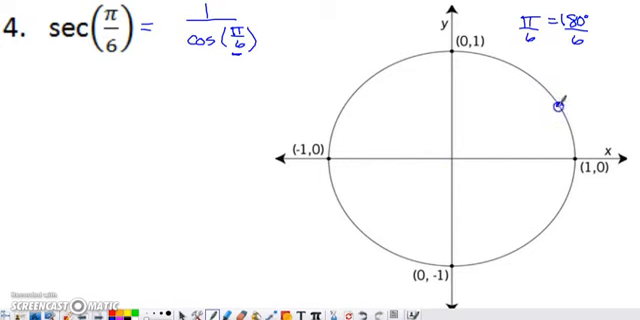So pi by 6 radians corresponds to 30 degrees. This angle right here would correspond to pi by 6 radians. It's equivalent to 30 degrees.